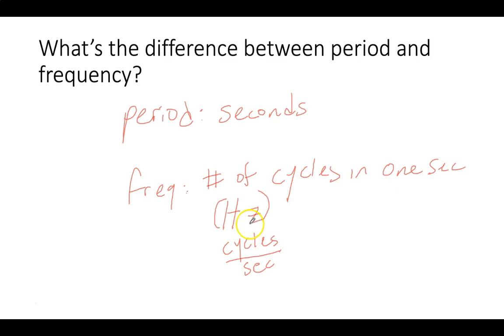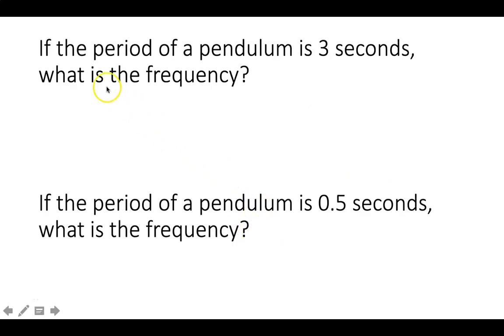So let's go forward. If the period of a pendulum is 3 seconds, what is its frequency? Now I didn't show you how to determine this. It's a simple formula to switch between period and frequency. If I give you period and I ask for frequency, here's the formula. Remember, T is period, stands for time, equals 1 over frequency. It's about as easy of a formula as you can have.